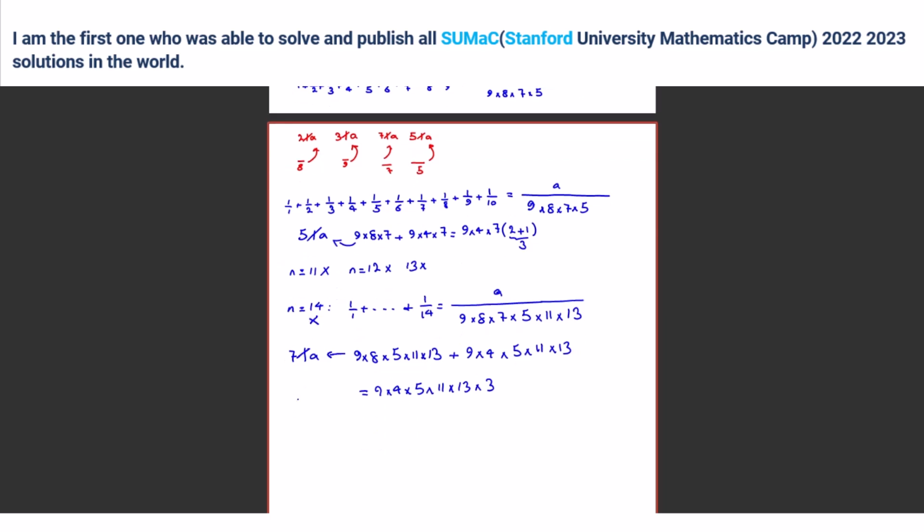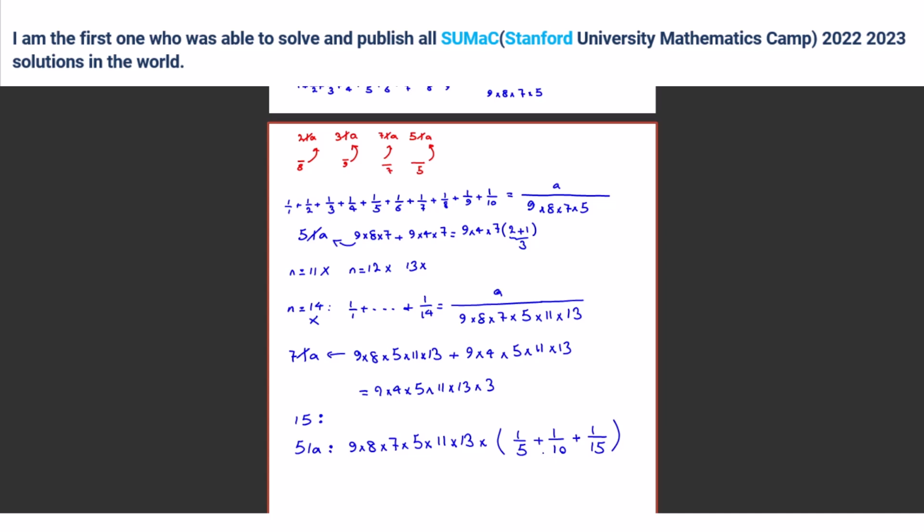7 doesn't divide A. 15 similarly is bad, because for 15 we should check what? Whether 5 divides A or not. So we should check what? 5, 10, and 15. Look, do you agree the LCM is 11 times 13? And we should check 1 over 5 plus 1 over 10 plus 1 over 15, right?